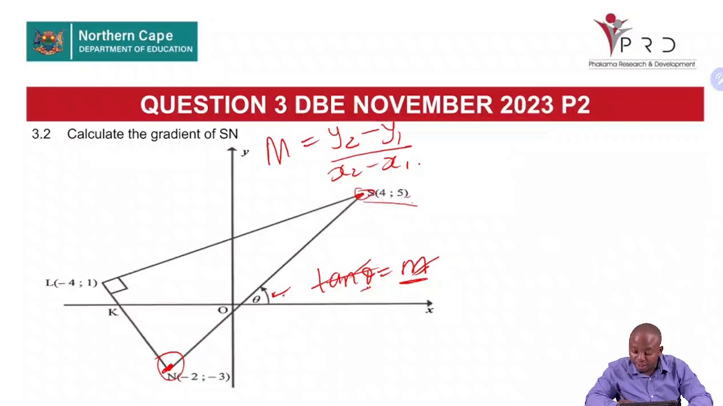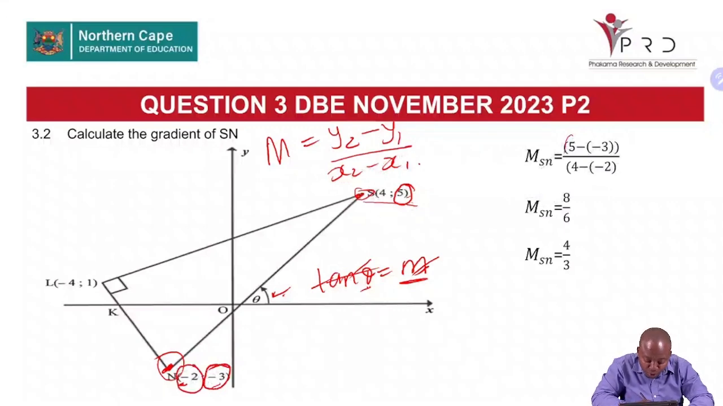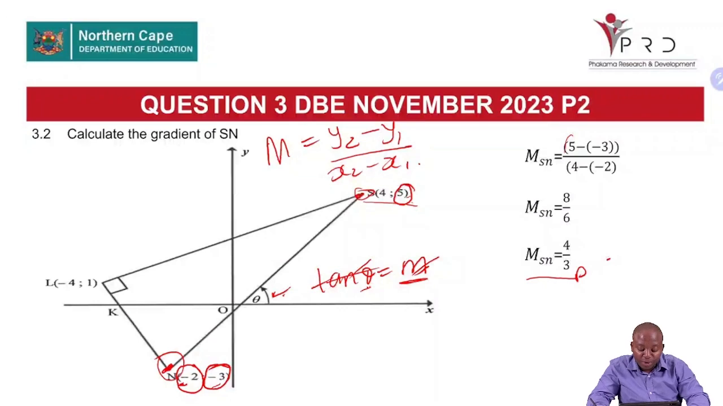Right, now the solutions are as follows. We start with the y value: 5, which is the y value of S, minus negative 3, which is the y value of N, over 4, which is the x value of S, minus the x value of N, which is negative 2. Then we get the gradient of SN as 4 over 3.